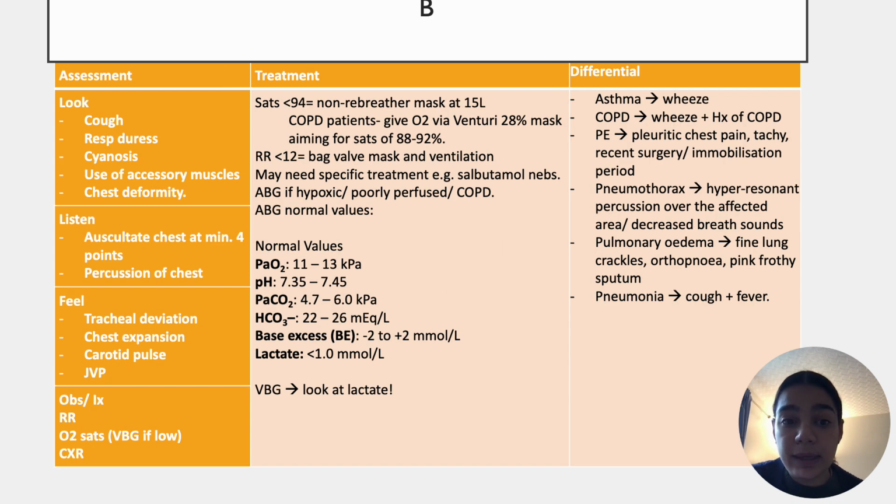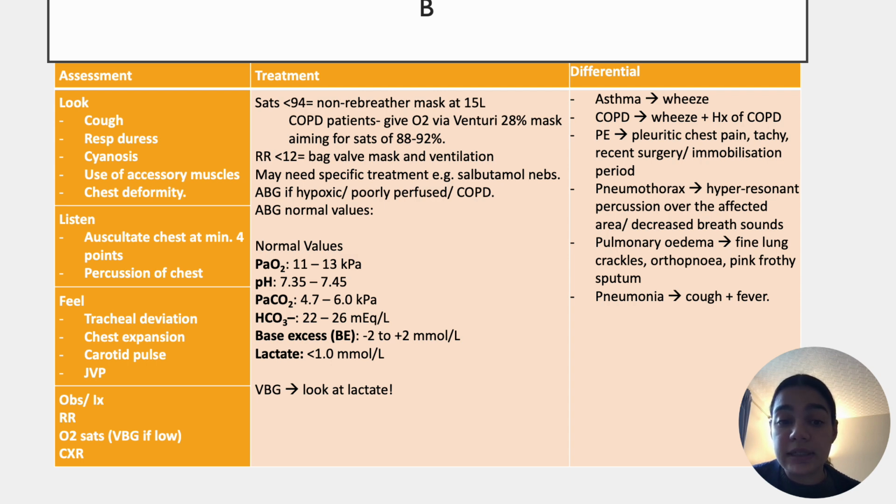So now looking at B for breathing, we want to then use our look, listen and feel again. So you can look to see if the patient's in any respiratory distress, if they've got cyanosis, if they're using any accessory muscles, or if they've got chest deformity, if they're coughing. You can listen, so you auscultate at a minimum of 4 points, and you want to percuss the chest as well.